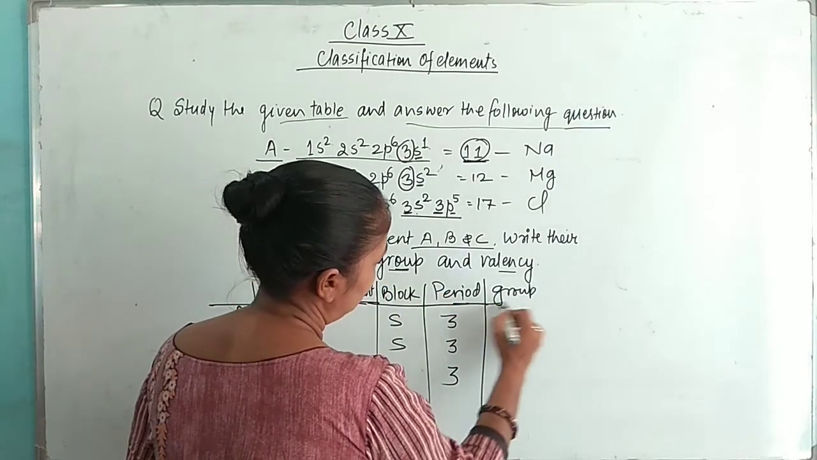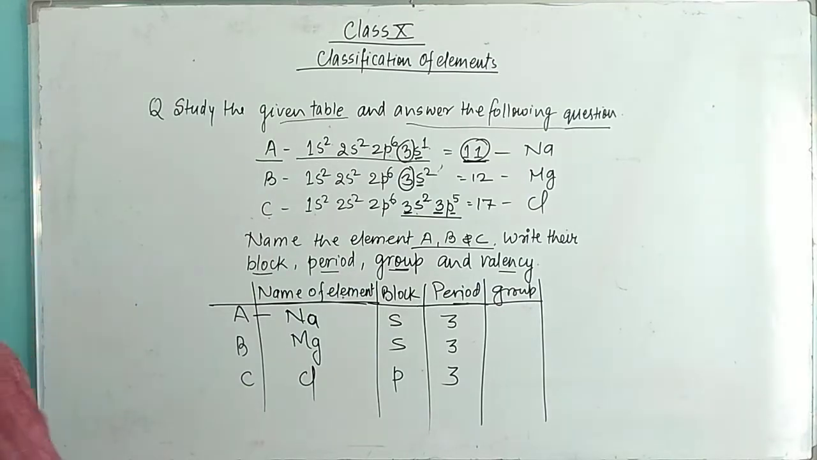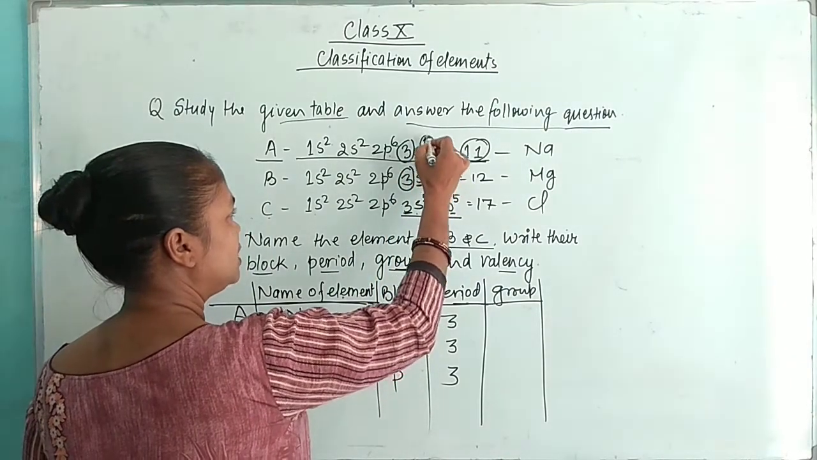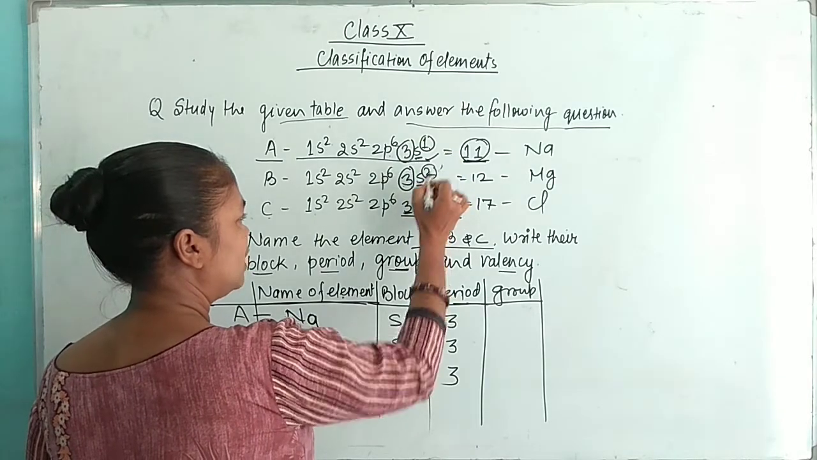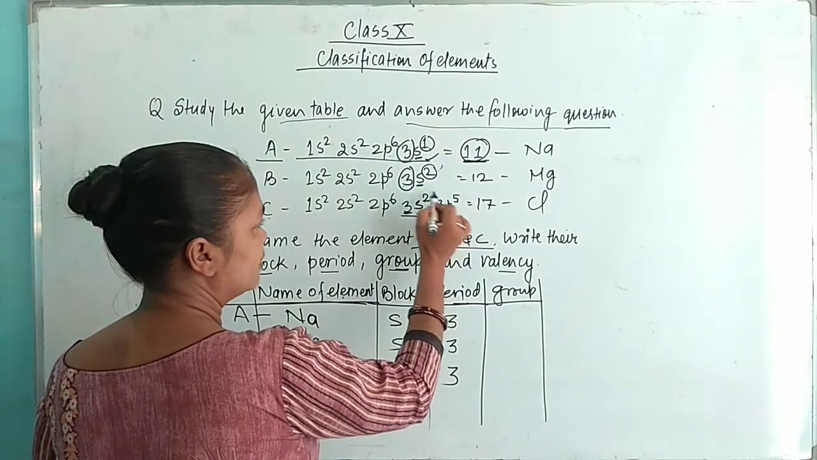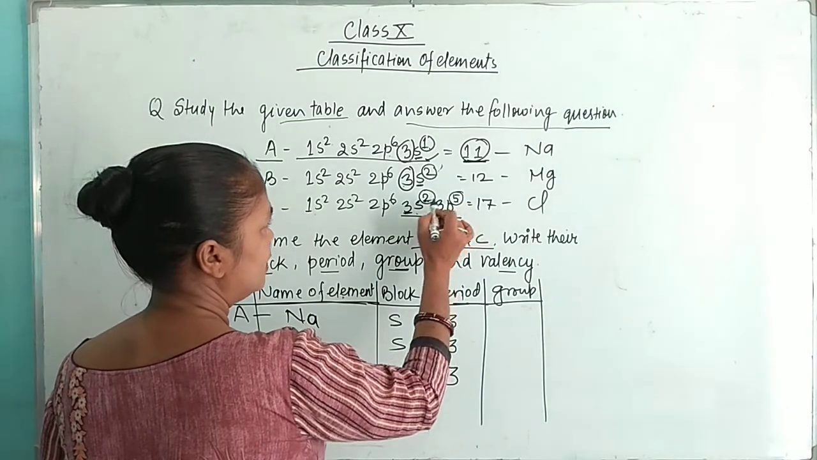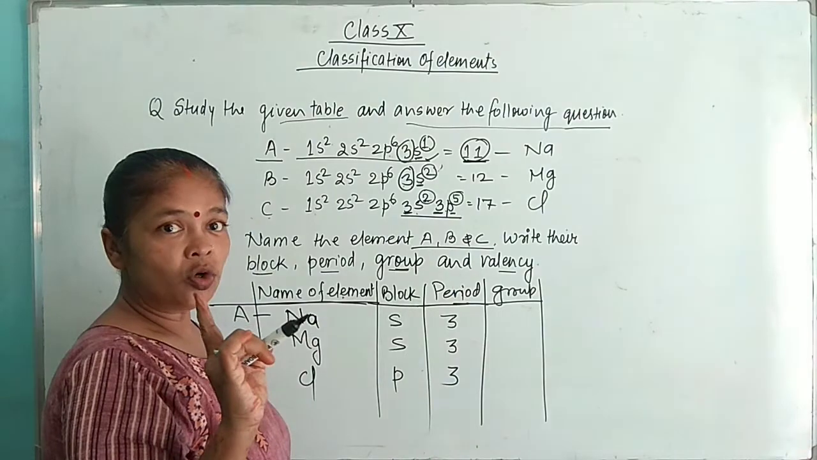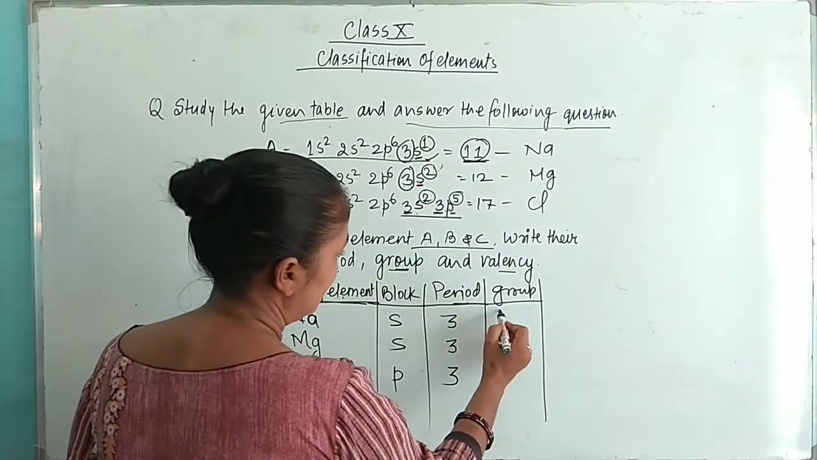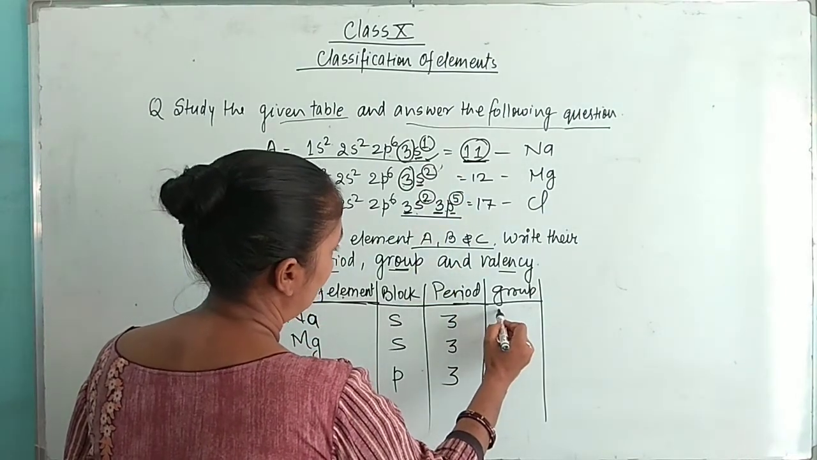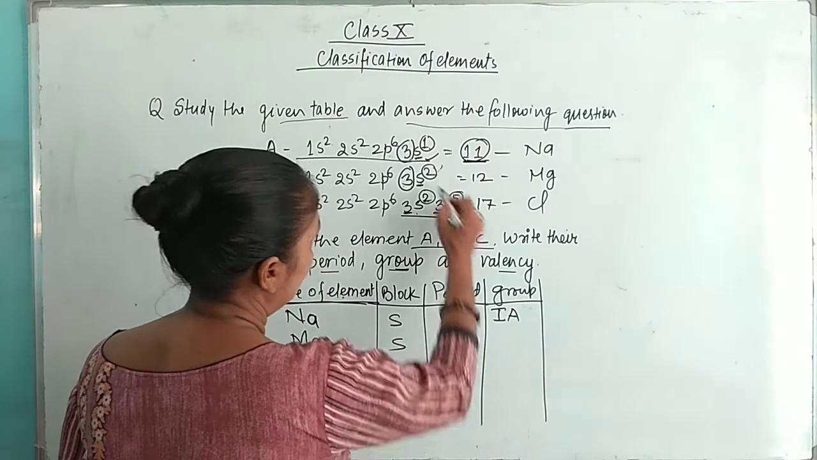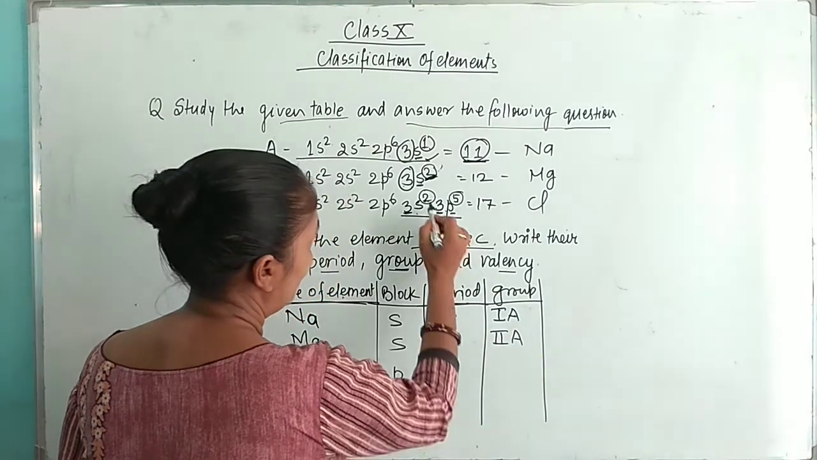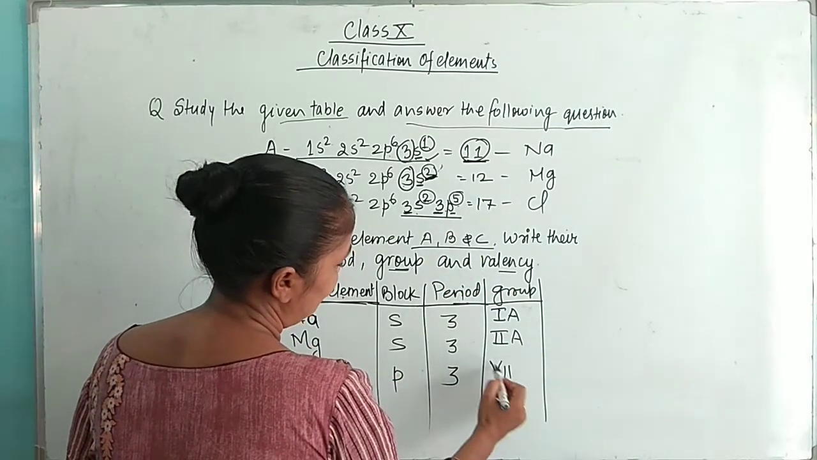Now next comes group. The group is on the basis of the valence electron. Now you see what is the valence electron of this? 1 valence electron. Here 2 valence electrons and here 2 plus 5, so the valence electron is 7. And S block and P block is group A. So this is group 1A. Here the valence electron is 2, this is 2A and this is 7A.